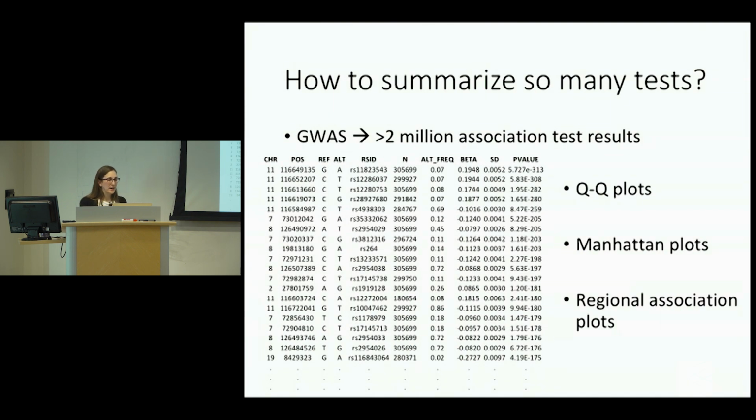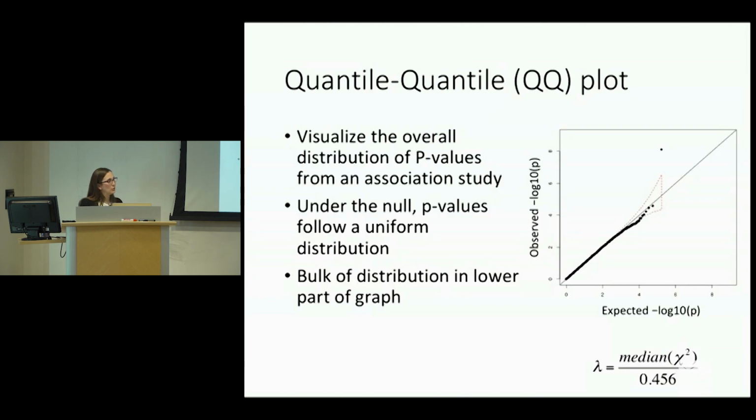So when you do a GWAS, after you do the meta-analysis or after you have your study results, you get basically over 2 million association results. You get a flat file where each line is an association of some SNP with your outcome of interest, right? That's a really big file, so you need to be able to summarize it in a way that's meaningful. There are 3 different kinds of plots we traditionally do to summarize these associations. The first is the QQ plot, where you plot the expected log p-value against the observed log p-value.